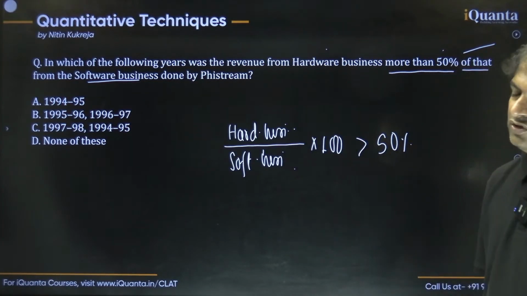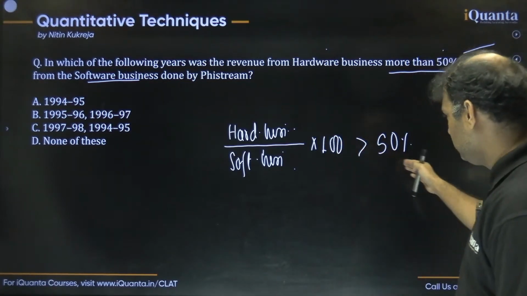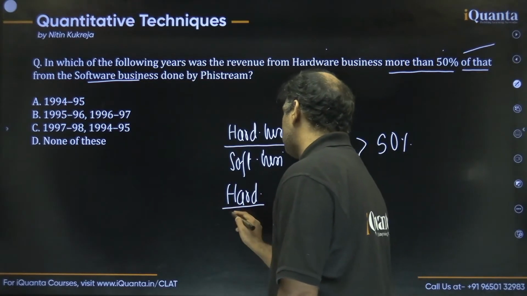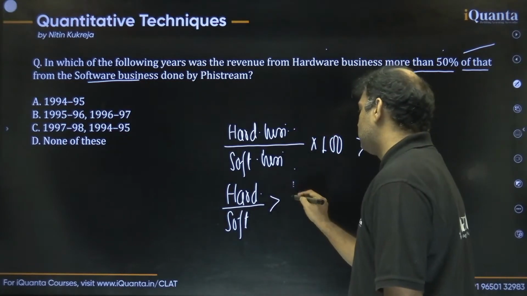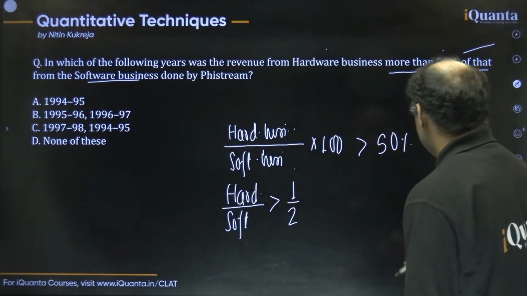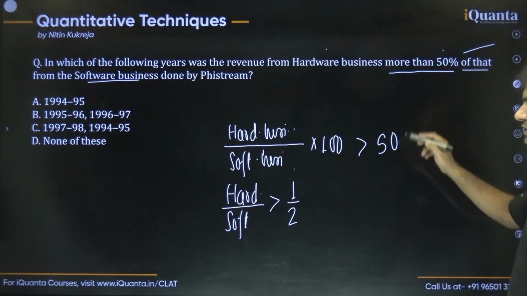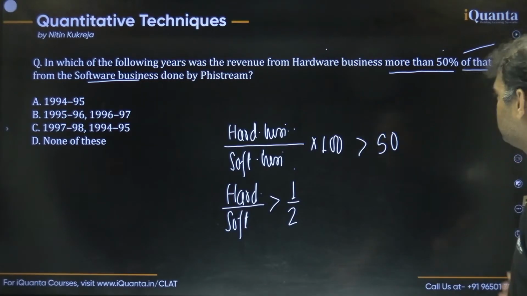Okay, not very difficult. We can also say what? If this is more than 50%, 100 you can take here, right? So we can say hardware business upon software business should be more than 50 upon 100. That means half, right? Simple. So hardware business should be more than half of the software business. This is what they are saying, right?